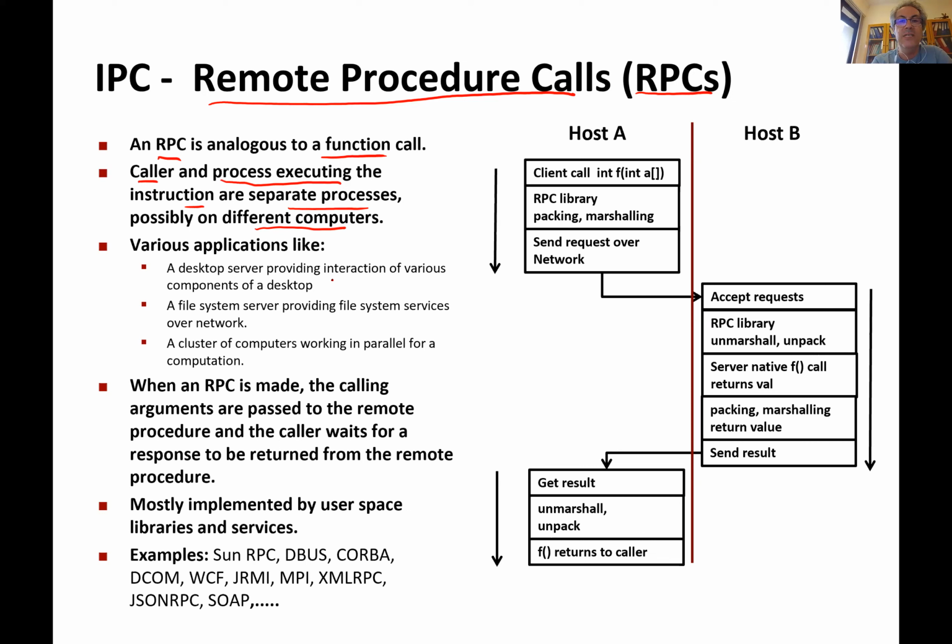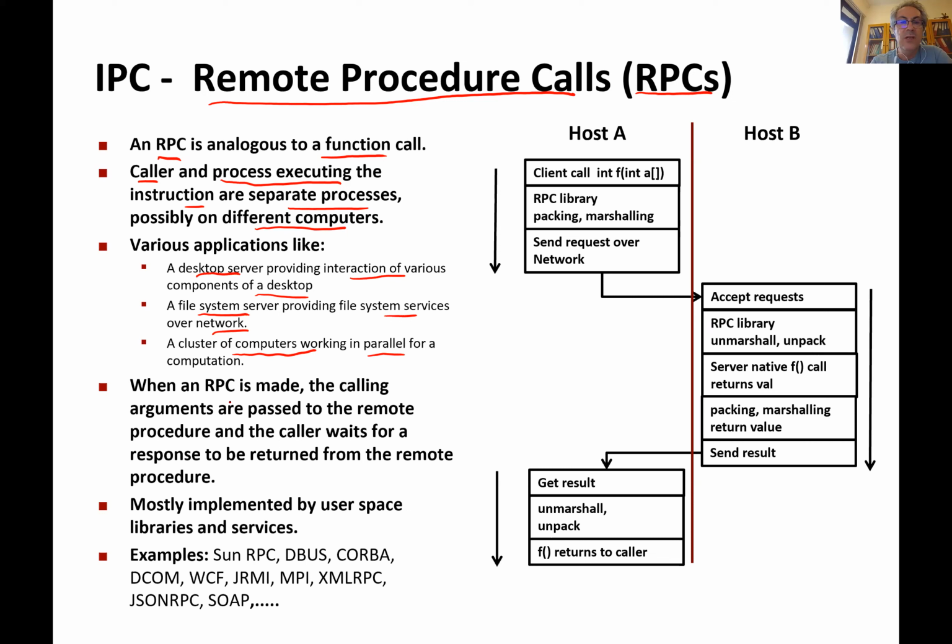For example, you may have a desktop server, and it may be interacting with various components of a desktop, and it can be running in different containers, or sometimes we have a file system server that's providing file system services over the network, or a cluster of computers working in parallel, etc.